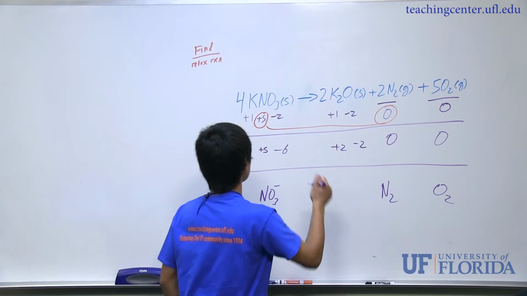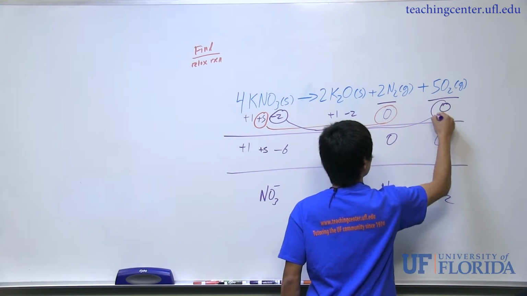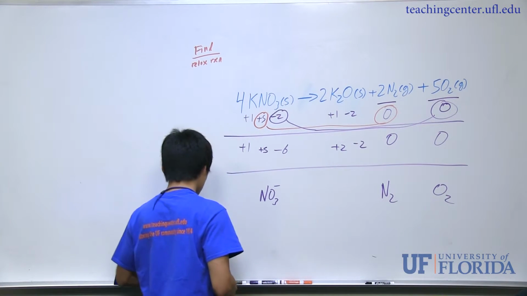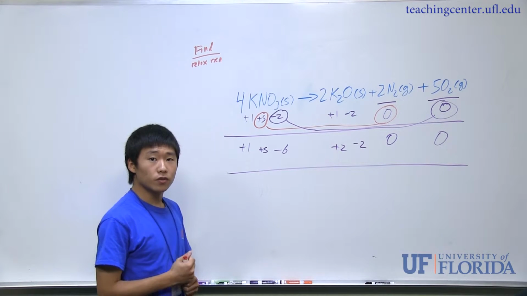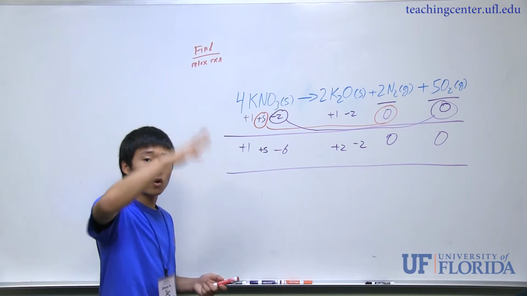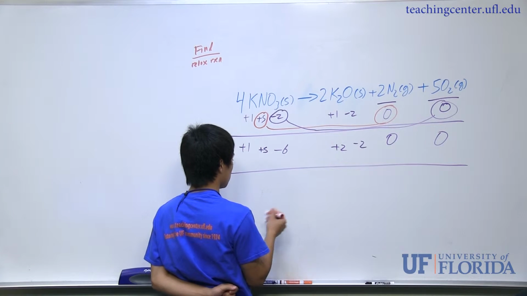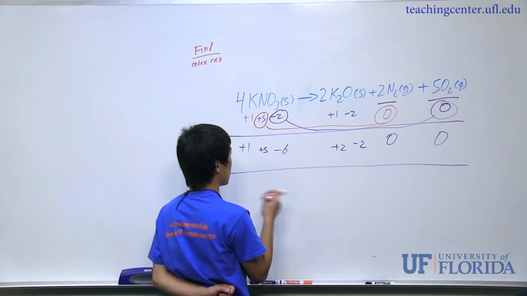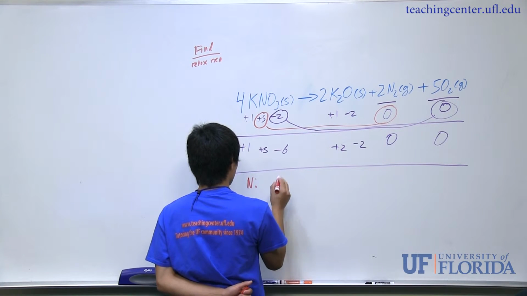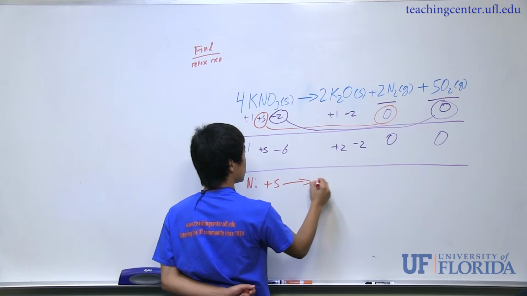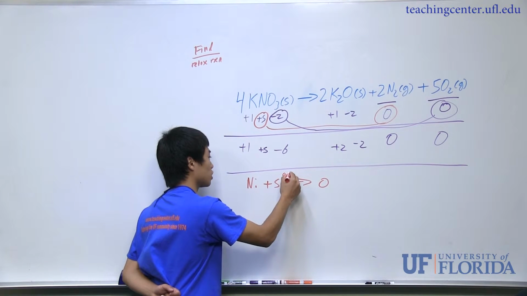And my oxygen went from -2 to 0. So, if you guys remember, when you gain electrons, you go down and you're reducing. If you lose electrons, you gain a positive charge and you go up. So, for nitrogen, we had it where +5 on the reactant side went to 0. So this gained electrons, so this was reduced.